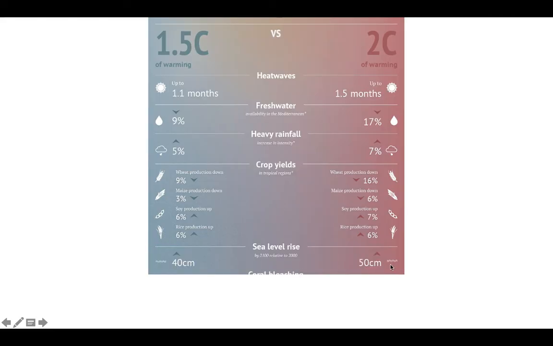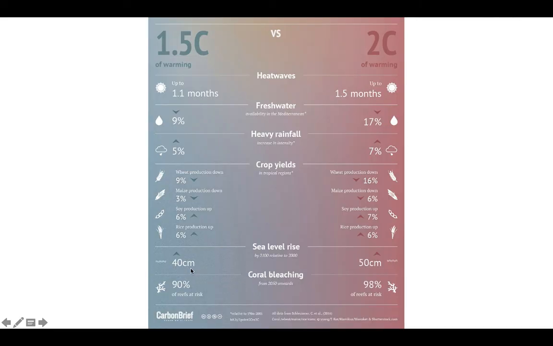Sea level rise will be 50 centimeters versus 40 centimeters at 1.5 degrees. And we will see less damage of coral reefs through a process called coral bleaching, which I'll talk about in the next video. So the difference of 0.5 degree can actually make a very, very big difference on a global scale. So don't let that fool you. 2 degrees is a lot.